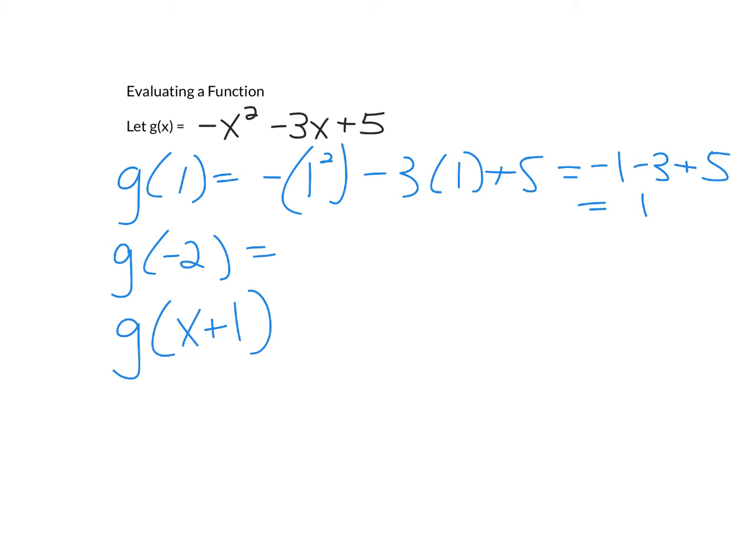Over here, negative 2. Negative outside, squared, minus 3 times negative 2 plus 5. So it's going to get us negative 4 plus 6 plus 5. Add them up, you're going to get 7.